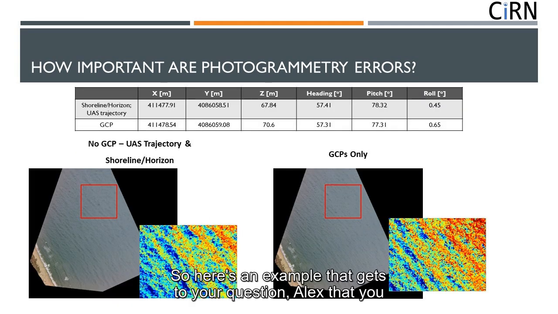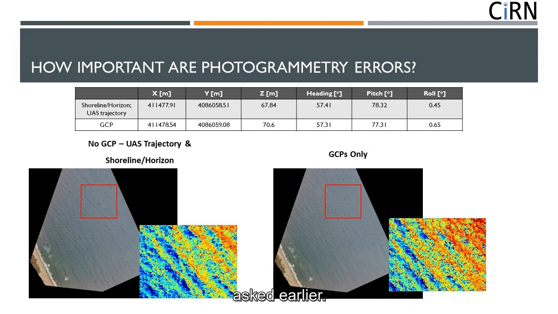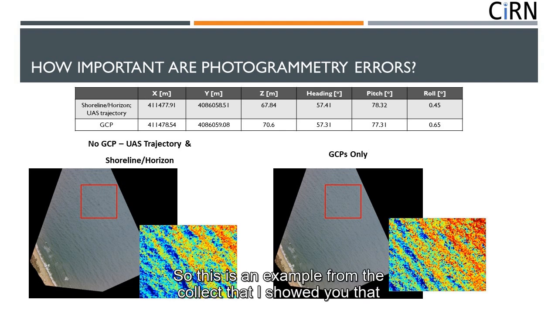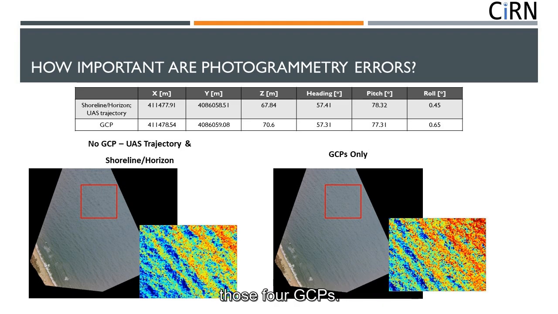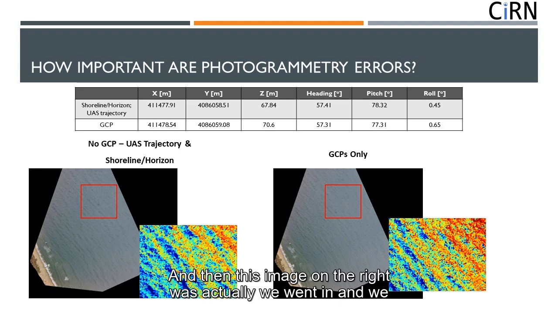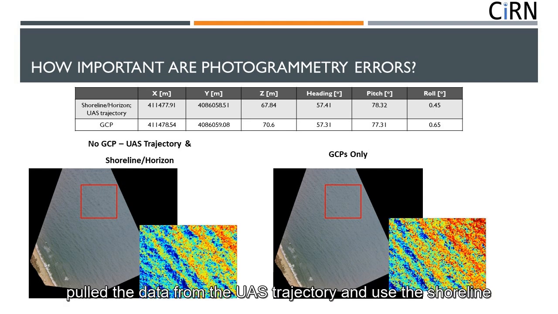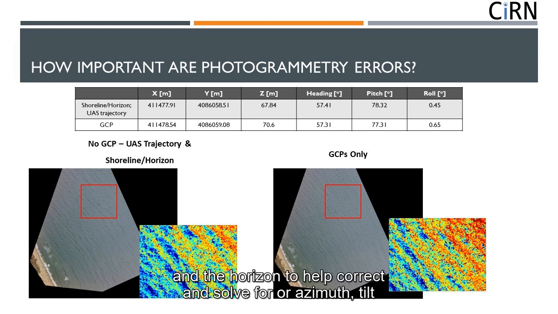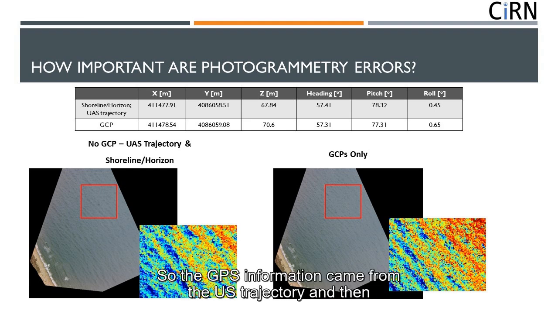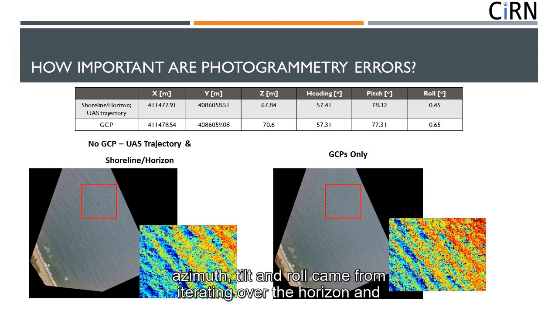So here's an example that gets to your question, Alex, that you asked earlier. This is an example from the collect that I showed you that Brittany and I did, where the image on the left was using only those 4 GCPs. And then the image on the right, we went in and pulled the data from the UAS trajectory and used the shoreline and the horizon to help correct and solve for our azimuth, tilt, and roll. So the GPS information came from the UAS trajectory, and then azimuth, tilt, and roll came from iterating over the horizon and the shoreline position.